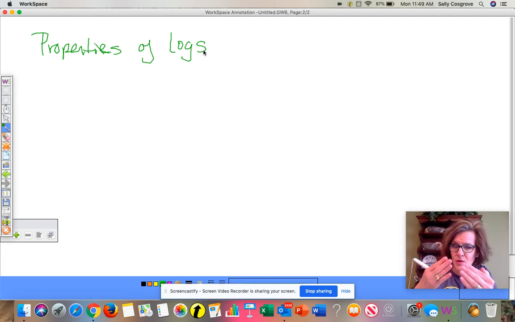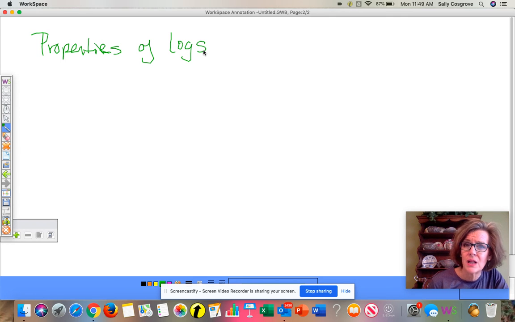That is, remember, the domain and range switch places on exponential and log functions because they are inverses. We've looked at the log property of equality, which says if log base b of x equals log base b of y, then x equals y. In other words, if the logs are equal to each other and they're in the same base, then you set the arguments equal to each other and solve.